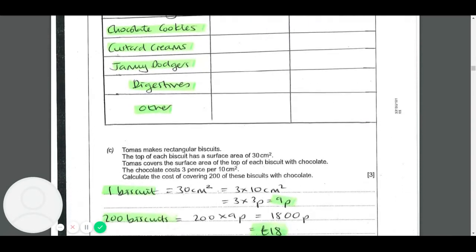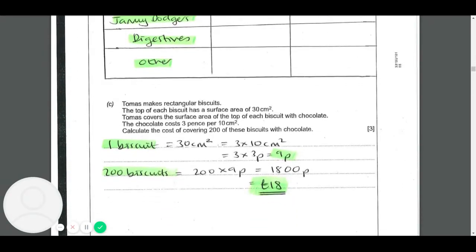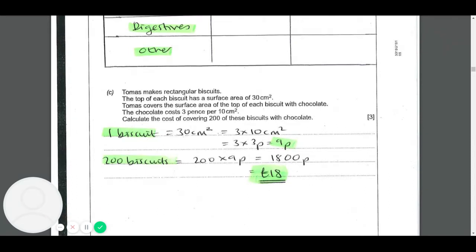But because they're just the 4 most popular types, you need some other column on there as well to get the last mark. Thomas makes rectangular biscuits. Top of each biscuit has got a surface area of 30 centimetres squared, and it costs 3 pence per 10 centimetres squared. So it's going to be 9 pence per biscuit. 200 times 9 pence, 1,800 pence, £18. Okay, so that's how we do that one.